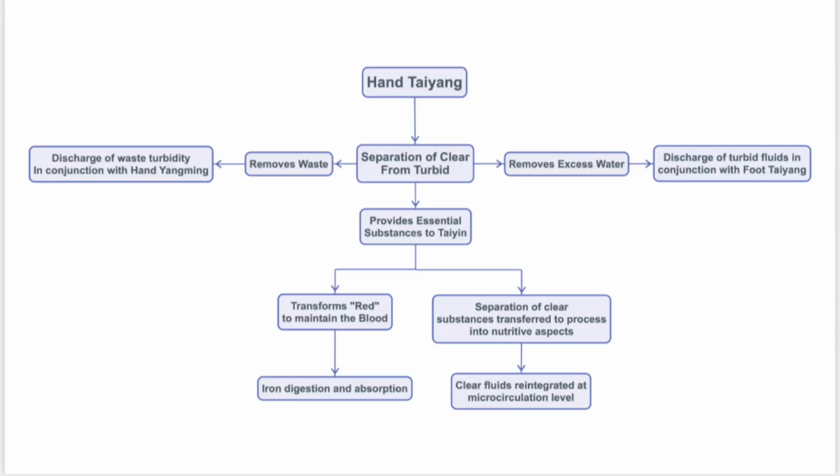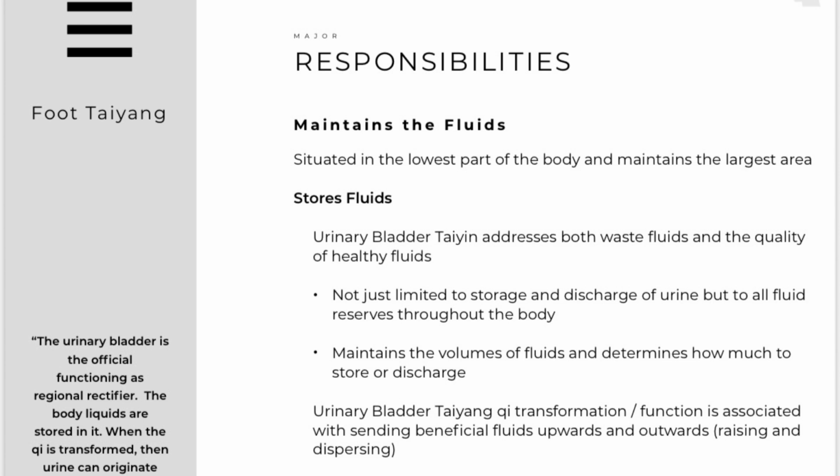Here's a little mind map about the hand Tai Yang, and we already talked about it, but take a screenshot and it's super useful. Now focusing on the foot Tai Yang. Again, our two functions of Tai Yang in general are maintaining the fluids and separating clear from turbid. When you think of maintaining the fluids within foot Tai Yang, you typically just think about it as the bladder filling up with urine, and that's maintaining the fluids.